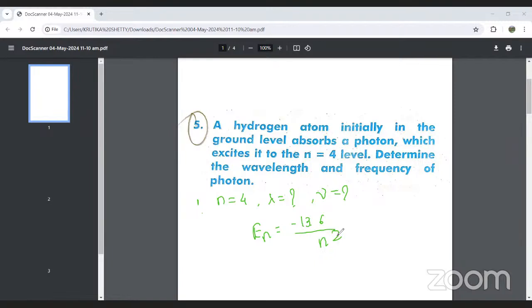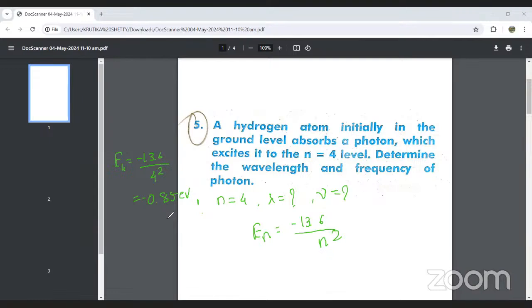Okay. So now if you take n is equal to 1, it will be minus 13.6, but they have given n is equal to 4. So if I substitute n is equal to 4, E4 is equal to minus 13.6 divided by 4 square. So 4 square is 16. So 13.6 divided by 16 is nothing but minus 0.85 electron volt.